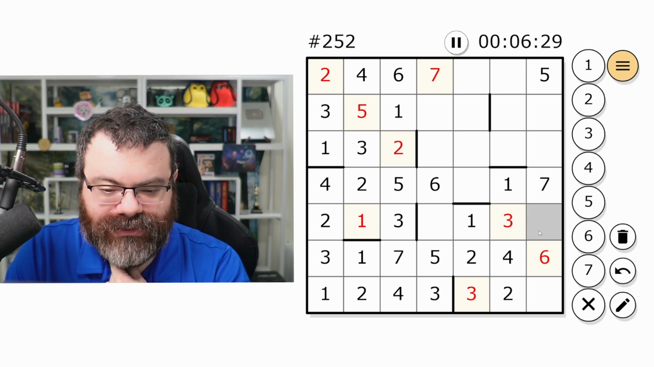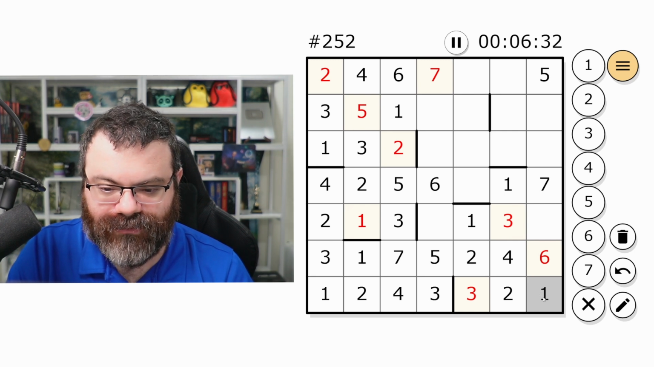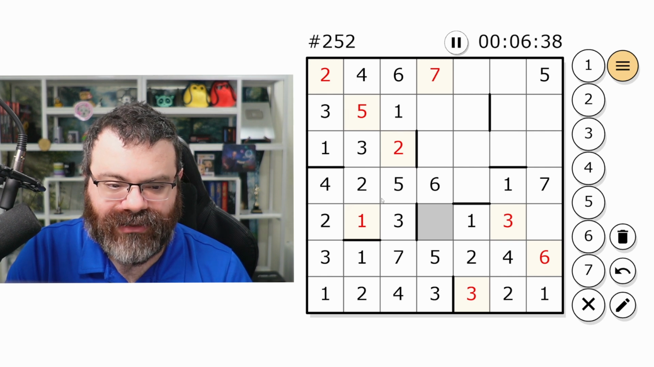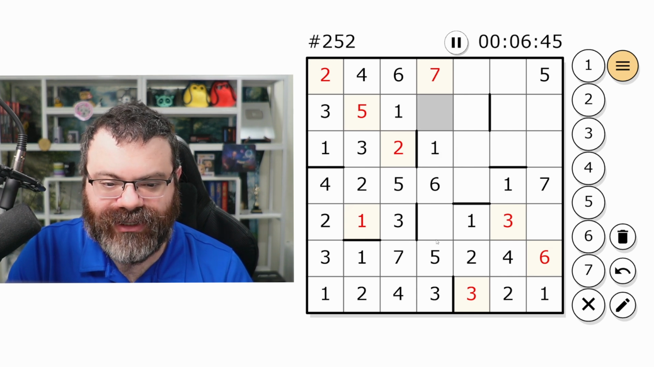I need 2, 4 across here. Okay, now this is a 1 for the row. So I guess the question is, where does 1 go in this column? Because this one sees here, and this one sees here. So 1 goes there. Leaving behind a 2, 4. We have a 2, 4 here, here, and here.